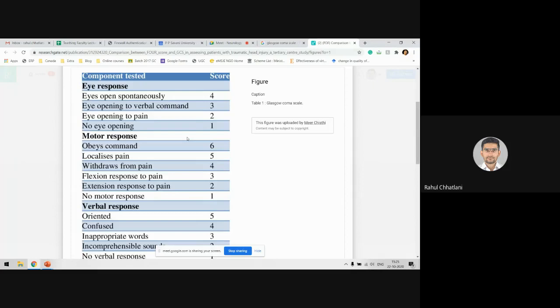Second, you check on verbal command. You ask them to open their eyes and they are not able to. Third, you see if there is eye opening to pinch, so you will pinch the patient. And last, if they are not even responding, it is grade 1.